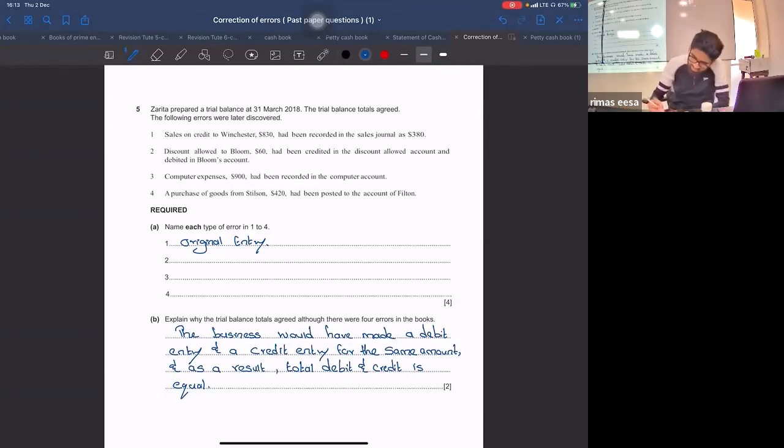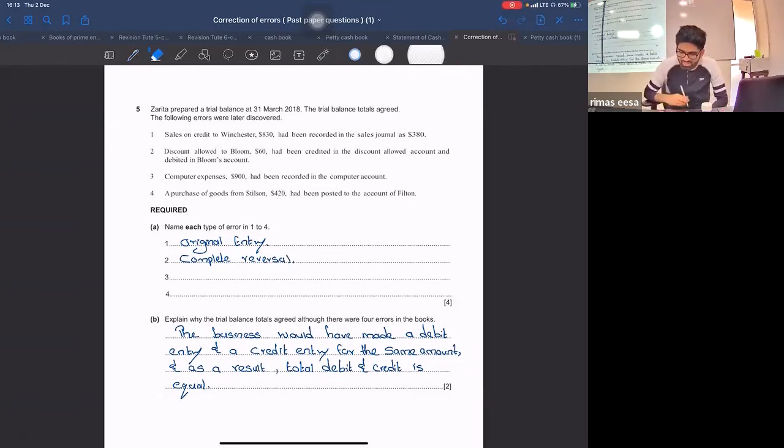Okay. Write it, will you? I will explain why you call it complete reversal as well. When I'm correcting the error, I will explain it. Complete reversal. You did the opposite. Error number 3.